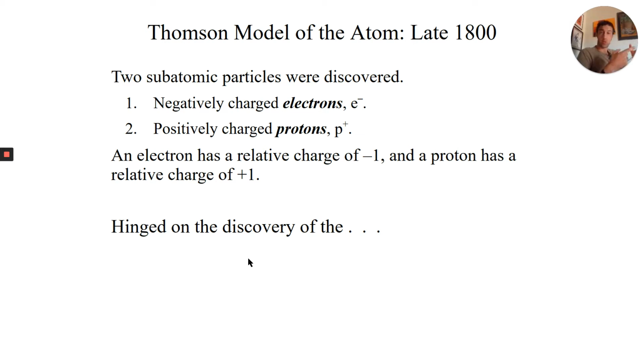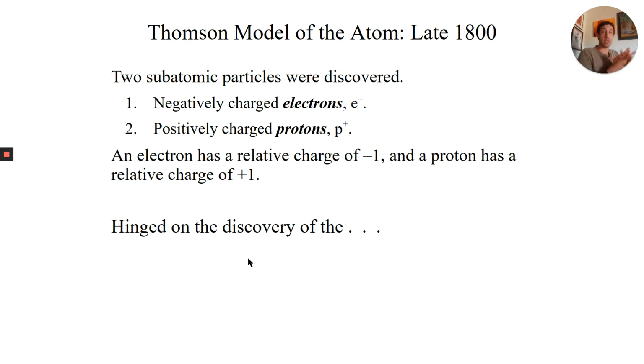An electron has a relative charge of -1, and a proton has a relative charge of +1. So this is really just saying that the magnitude, or the size, of electrons and protons are the same, just in the opposite direction. Okay? And he hasn't defined the charge, he just knows they're equal and opposite to each other.